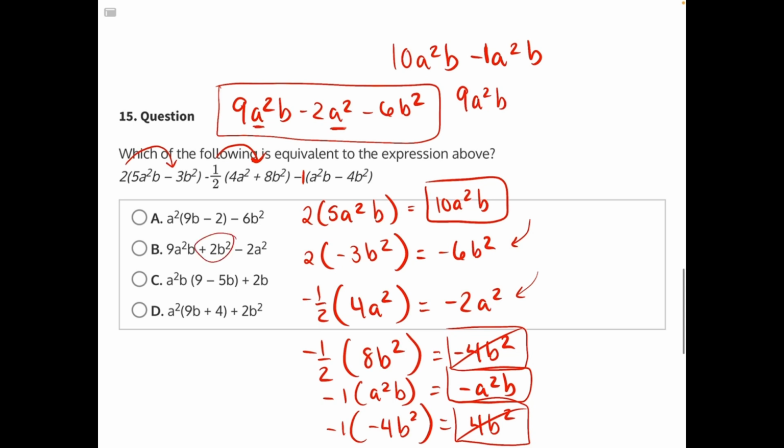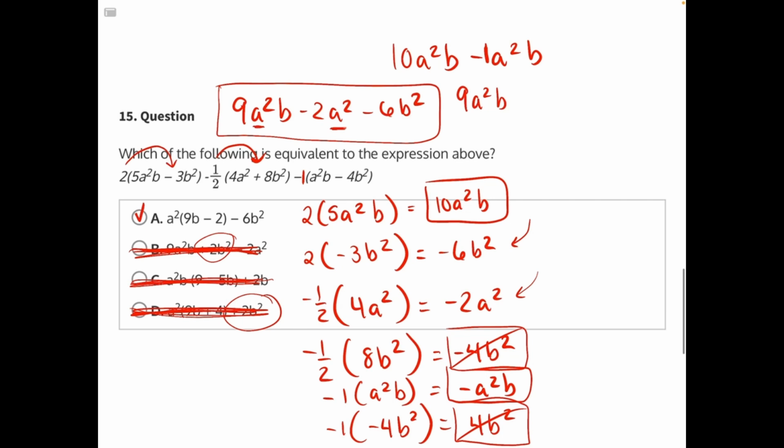B has a 2b squared, so that's incorrect. C doesn't even have a b squared, so that is incorrect. D has 2b squared again, which is incorrect. So at that point, to save yourself some time, you can mark A as your correct answer, but for the sake of the video, I will continue to show you the rest of the math.